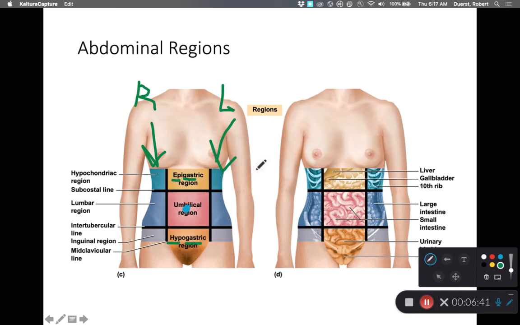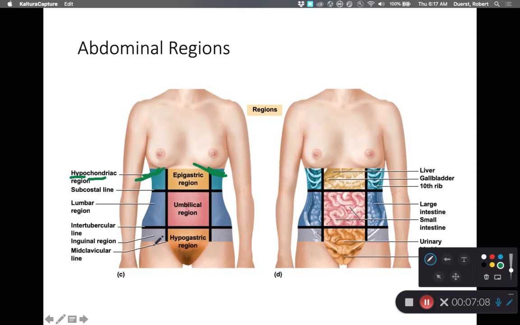So as we're looking at this here, we have the left hypochondriac region right here. Here we have the right hypochondriac region. And let's break apart this word. Hypo is a root word that means below or beneath. Chond can refer to cartilage. So we have the cartilage of the ribs right here. So the hypochondriac region is directly beneath the cartilage of the ribs.